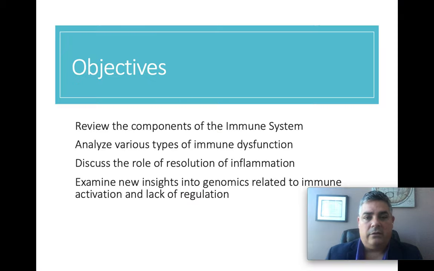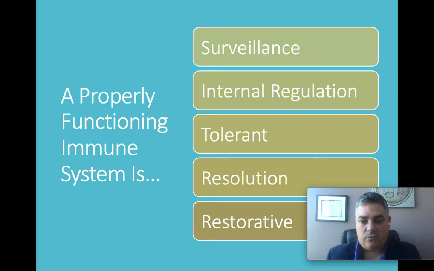In this particular talk, I will just be discussing the basics of the immune response, what I call Immunology 101. So we'll look at the components of the immune system, as well as analyze various types of immune dysfunction and discuss the role of the resolution of how the immune system essentially turns off inflammation. And finally, we'll begin to investigate some aspects of the genomics related to immune activation and lack of regulation.